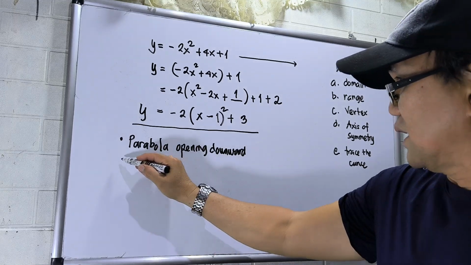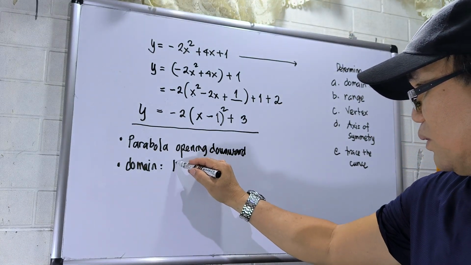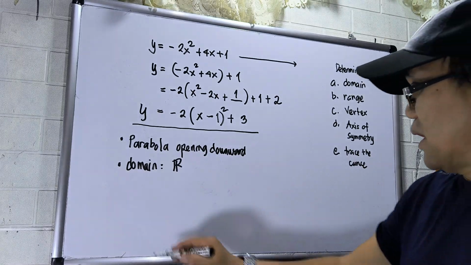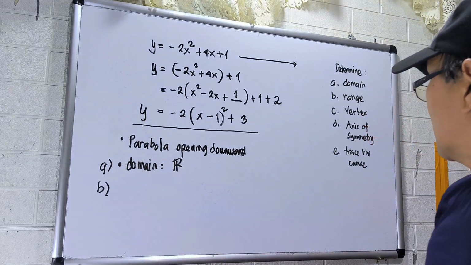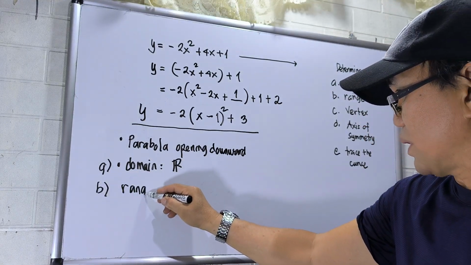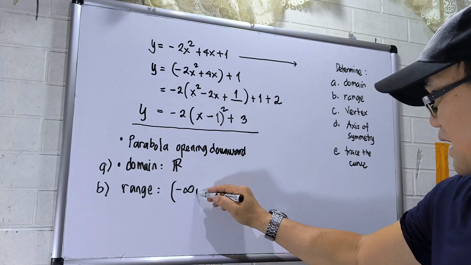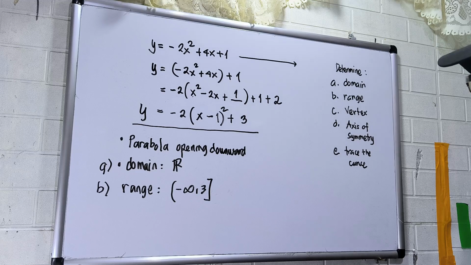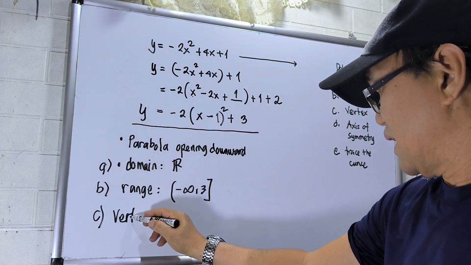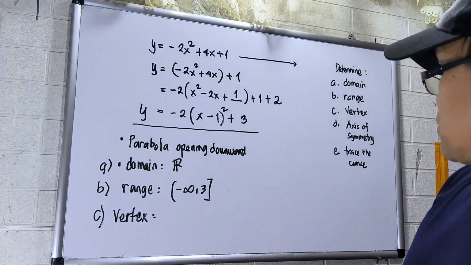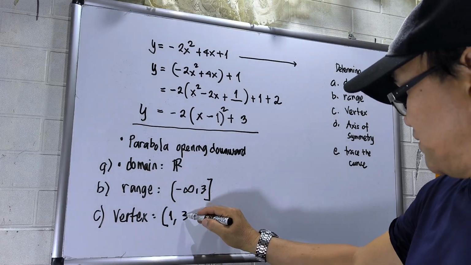Okay, next will be the domain. What will be the domain of this equation? Domain will be all real numbers. This is letter A. Then letter B, the range. The range will be from negative infinity up to positive 3. Okay? Then vertex, letter C. Vertex will be h and k, positive 1 and then positive 3.